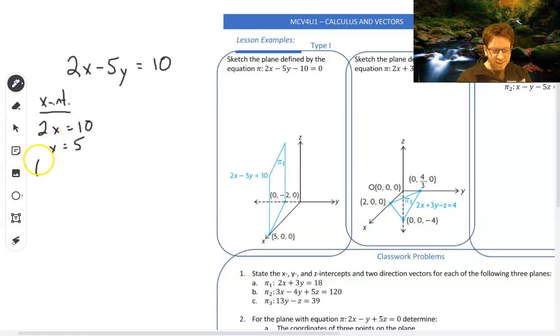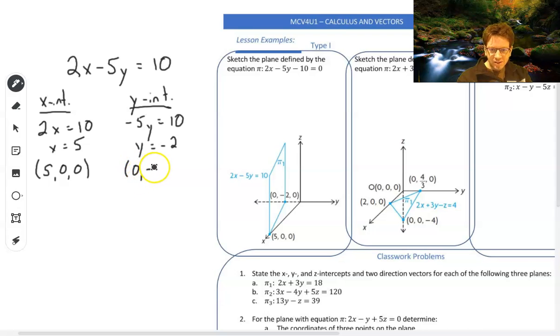So therefore, x-intercept is at 5, 0, and 0. Okay, well, let's find our y-intercept. Y-intercept is when x is 0. So we're left with minus 5y equals 10, which means y is going to be negative 2. So our y-intercept is 0, negative 2, and 0.